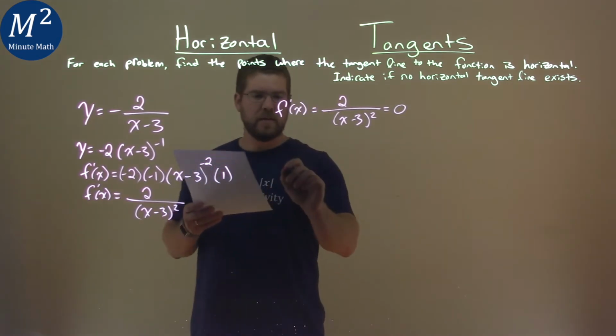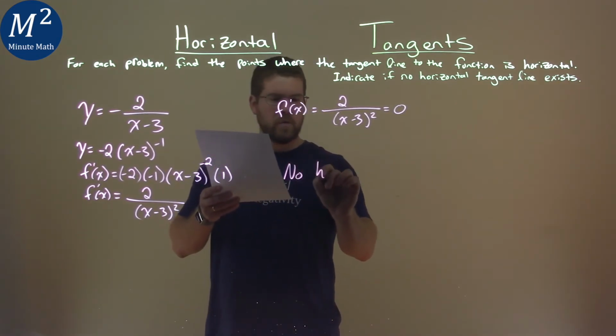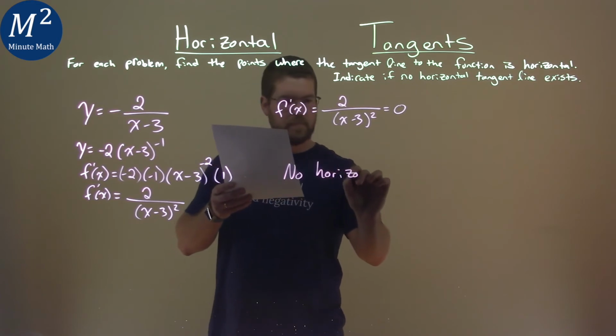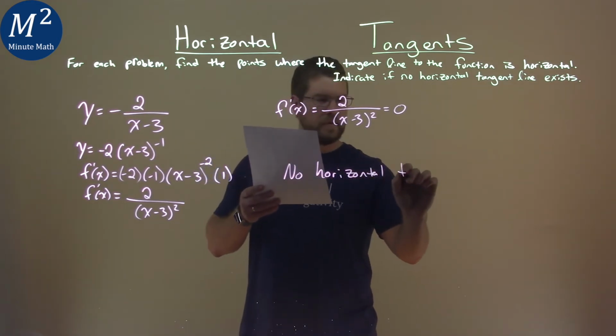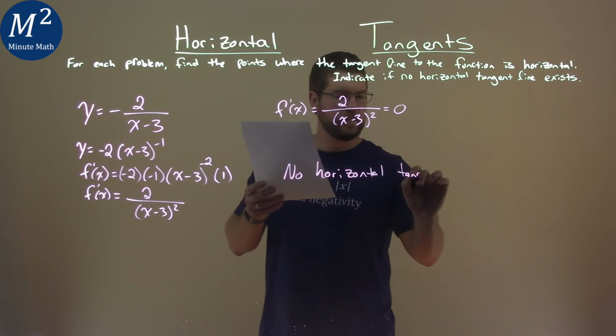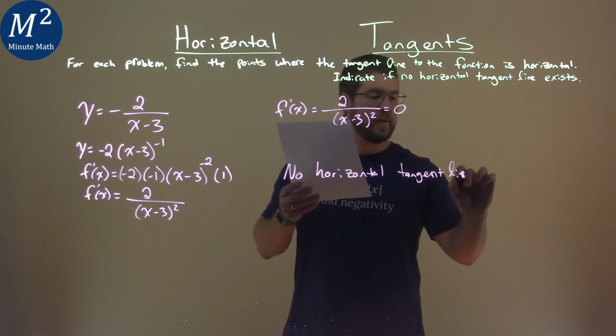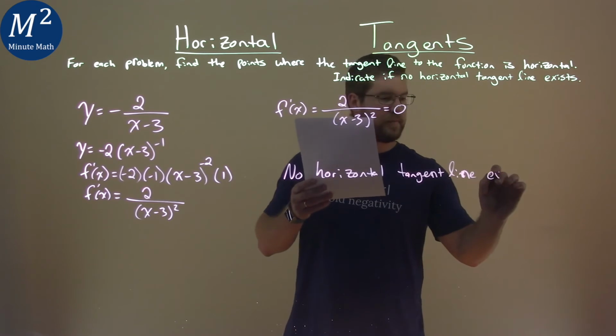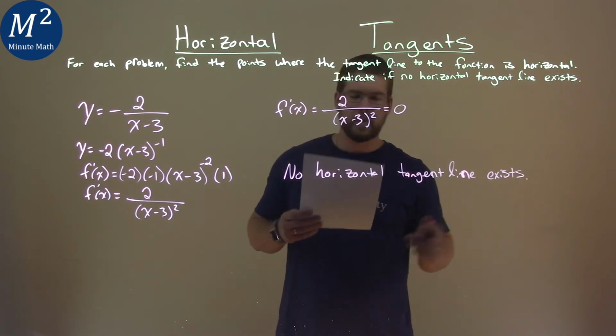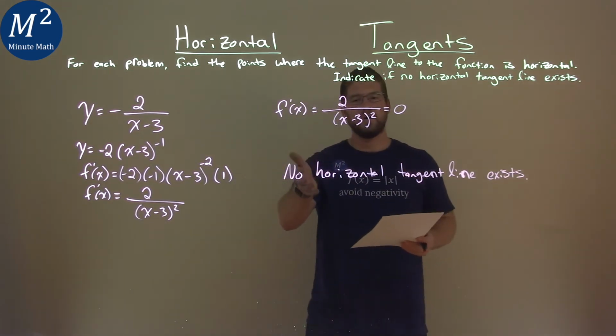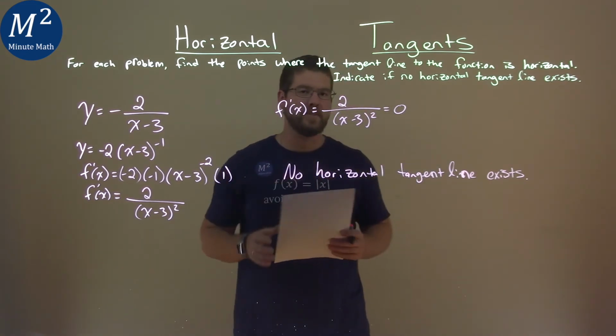So we would say that there is no horizontal tangent line, if I can spell, exists. And so our final answer here is there's no horizontal tangent line that exists.